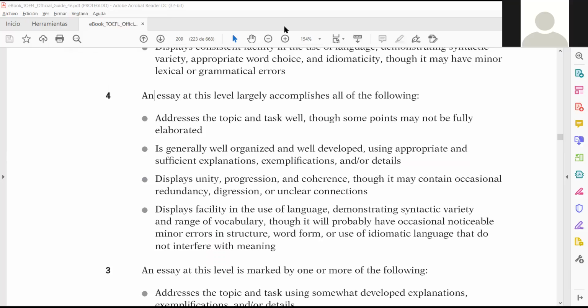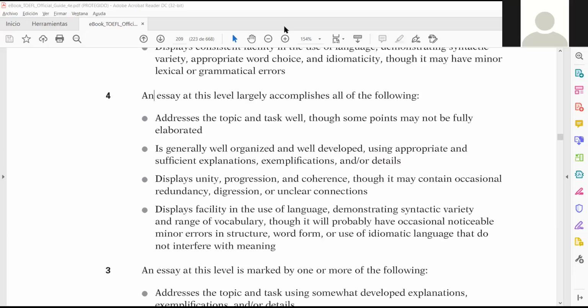An essay at this level largely accomplishes all of the following. Addresses the topic and task well, though some points may not be fully elaborated. Is generally well organized and well developed, using appropriate and sufficient explanations, exemplifications, and more details. Displays unity, progression, and coherence, though it may have occasional redundancy, digression, or unclear connections.